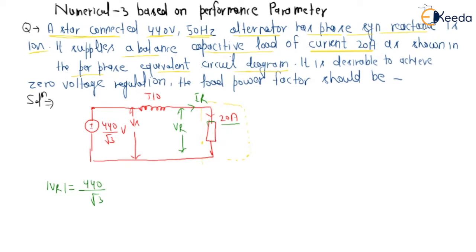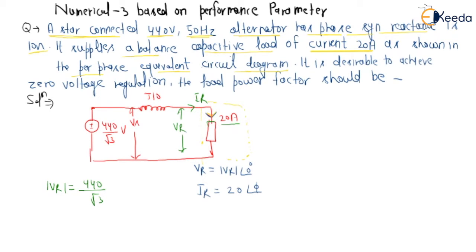First of all, this magnitude of 20 ampere is nothing but the magnitude of load current. If VR is taken as reference, we are at the angle of 0. So IR we can write as 20 at the angle of plus phi. So if VR is taken as reference, IR will be at angle phi, and the question is asking, to achieve zero voltage regulation, the load power factor should be.